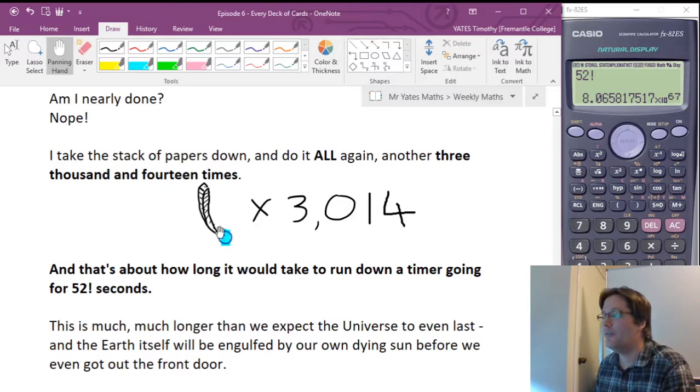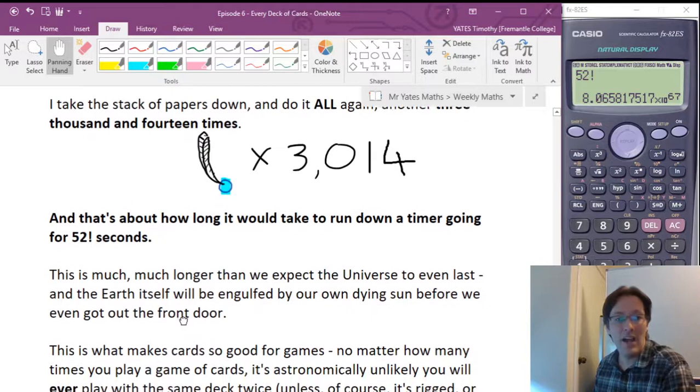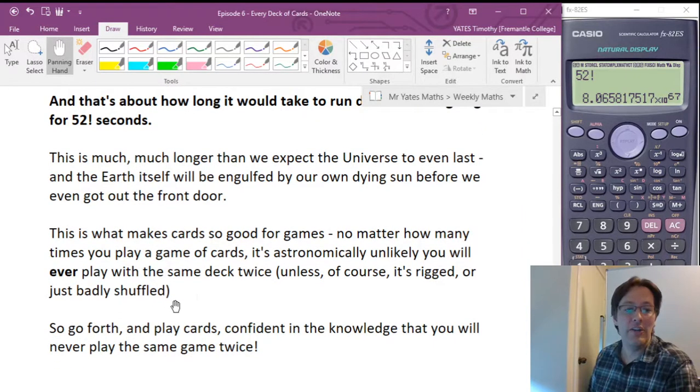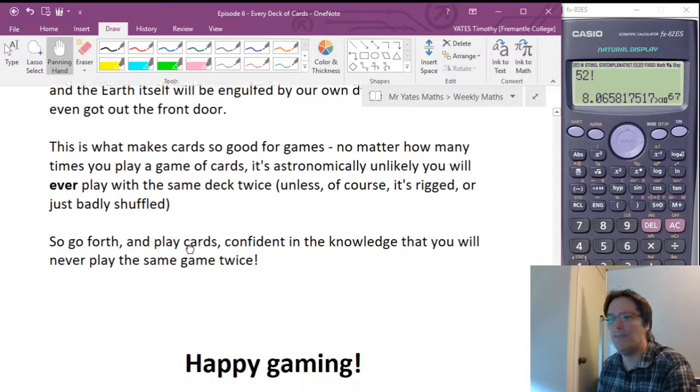So much longer before all of these seconds have passed. It's going to be pretty close to the end of the universe, or at least the end of humans in the universe. This is what makes cards so good for playing games. No matter how many times you play with a game of cards, it is astronomically unlikely you will ever play the same deck twice, unless of course it's rigged or it's just badly shuffled. So you can go forth and play as many games of cards as you want, confident in the knowledge that you'll never play the same game twice.